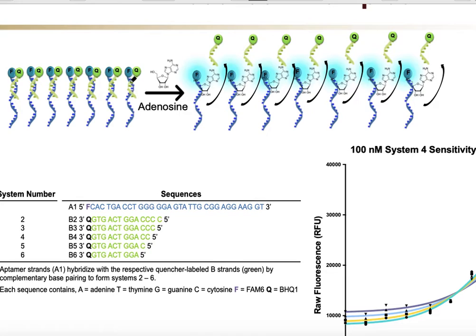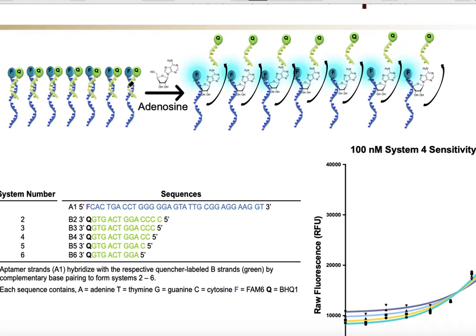But they do hybridize sufficiently, and their melting temperature is high enough that they would be in this state at physiological temperature. Because they are hybridized with one another, we have close proximity between the fluorophore and the quencher, and that means we have no fluorescence in this state. But when the target, the adenosine molecule, comes, it ends up displacing the quencher strand, and in that case you have fluorescence development happening.